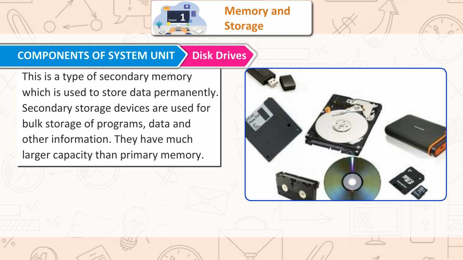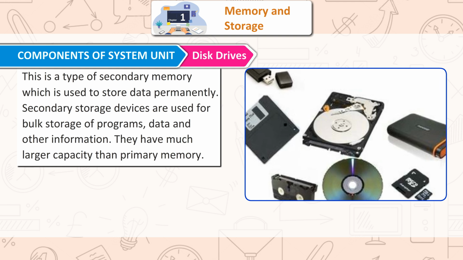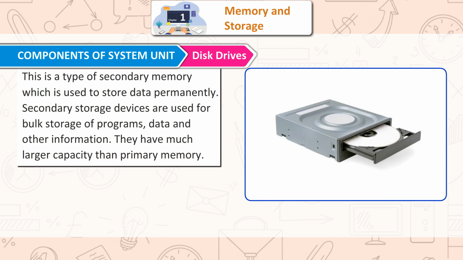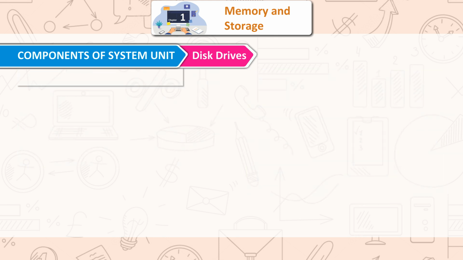Disk drives. This is a type of secondary memory which is used to store data permanently. Secondary storage devices are used for bulk storage of programs, data, and other information. They have much larger capacity than primary memory.